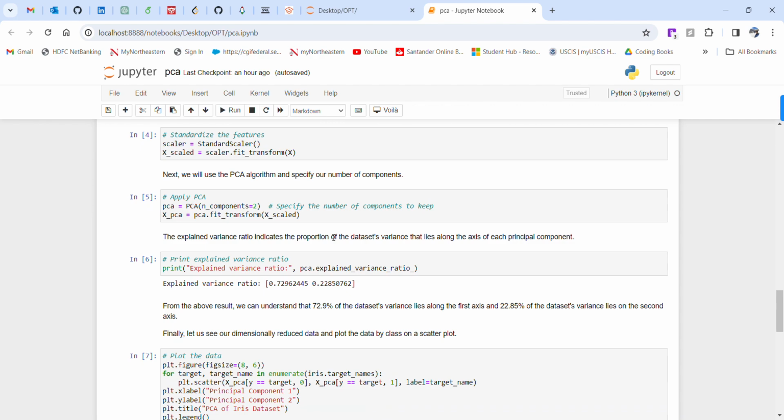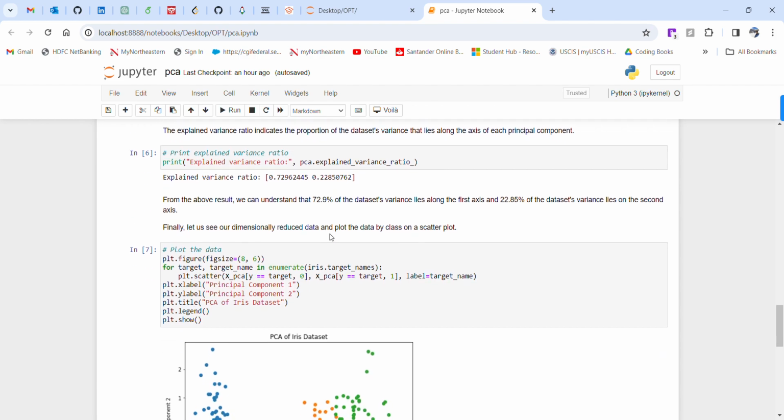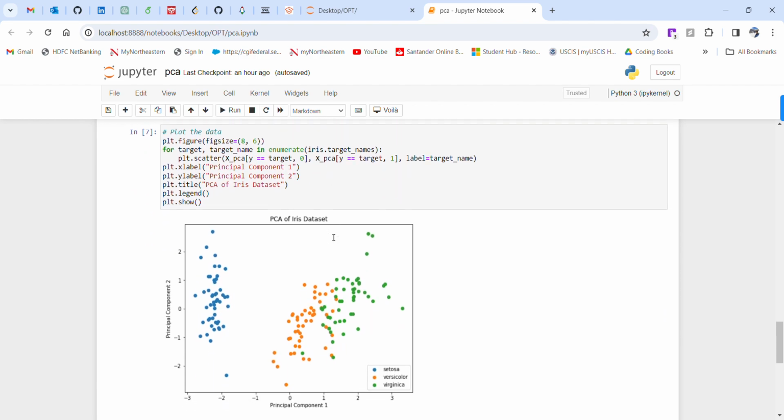Next, you can display the explained variance ratio, which indicates the proportion of the dataset's variance along the axis of each principal component. The first value, 0.7272 or 72.72%, is the variance that lies along the first axis, the first principal component. 0.2285 or 22.85% is the dataset's variance along the second principal component. We can visualize the data as shown.